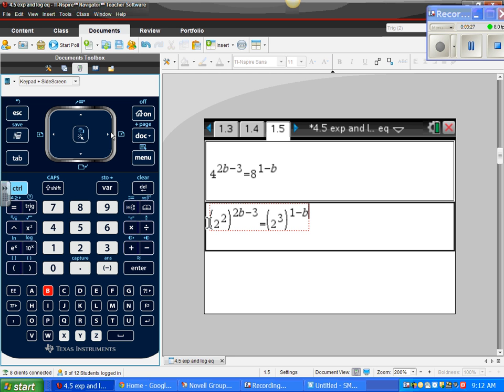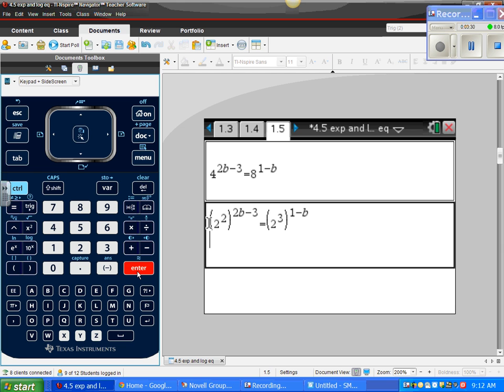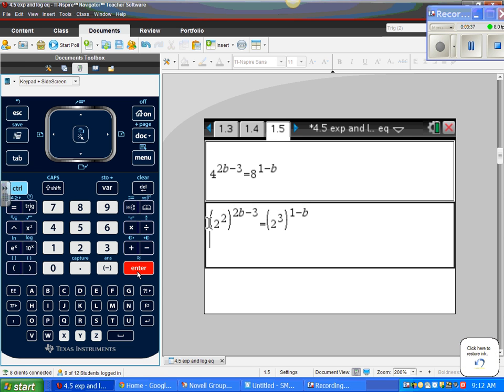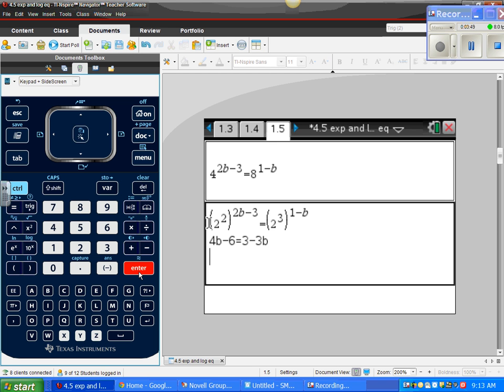Great. Very good. We're going to distribute through the exponent. We're going to multiply those exponents. Raise a power to a power, we multiply. So this becomes what? 4b minus 6 equals? Good, 3 minus 3b. And notice I skipped that step. I knew that my bases were equal, so I knew I was going to set my exponents equal to one another, so I went ahead and skipped over that intermediate step.